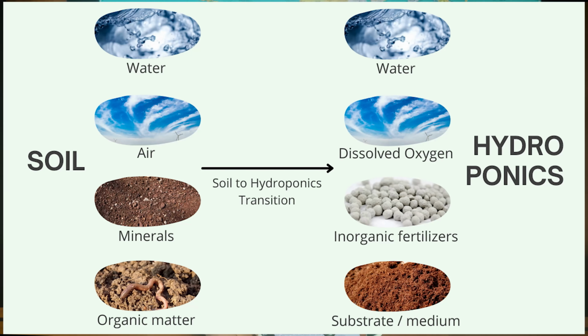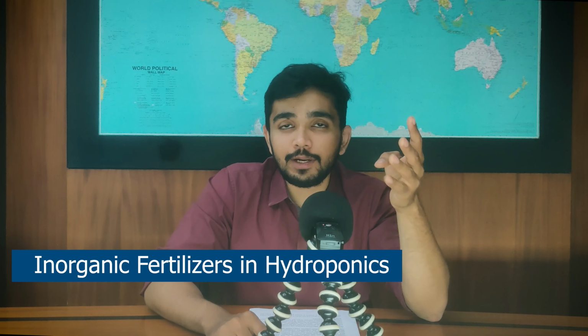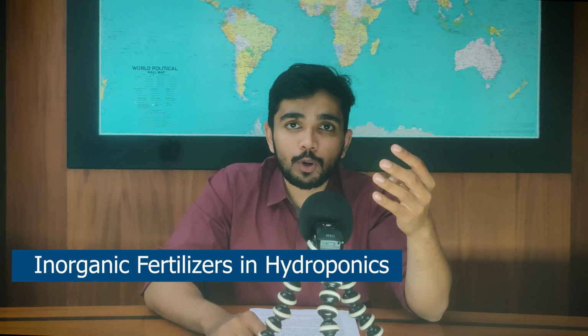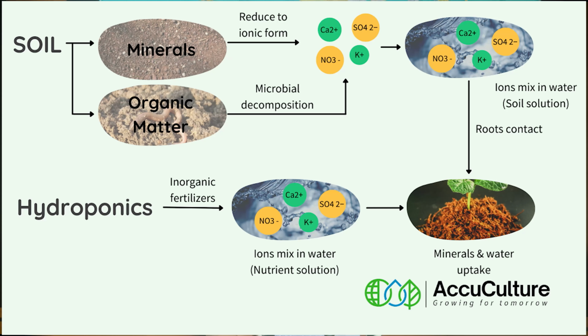Soil minerals and organic matter are replaced by inorganic salts in hydroponics. What happens is we add a set of different inorganic salts in different proportion in water. They'll dissolve quickly and provide nutrients in an ionic form which will be available for plant nutrient absorption. In soil, these inorganic fertilizers were harming the soil. They were destroying soil structure. But in hydroponics, there is no soil structure.